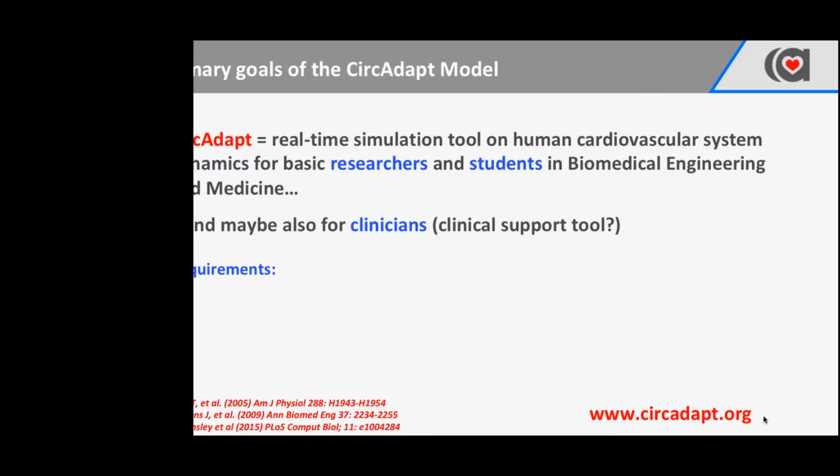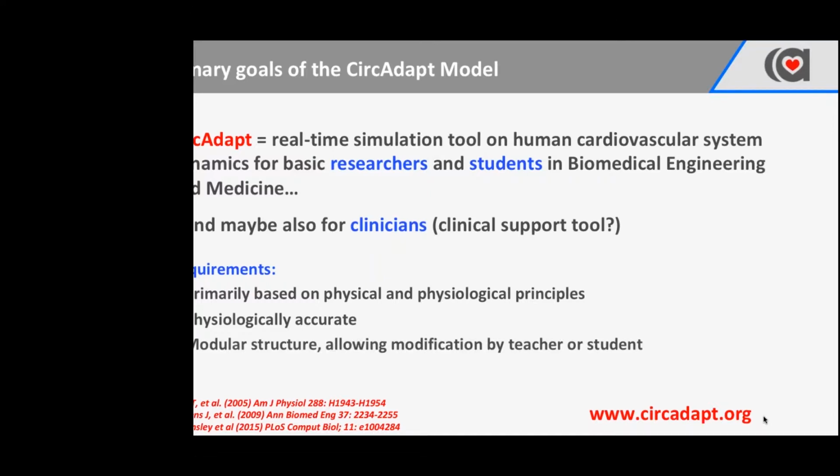Finally, of course, we would also like to have a model that can be used maybe by clinicians as a clinical support tool. But in order to be able to do so, there are some requirements. It should be primarily based on physical and physiological principles, and it should be physiologically accurate. That's where we put a lot of emphasis, and we always try to compare our results with independently derived physiological or clinical measurements in order to assess our approach.